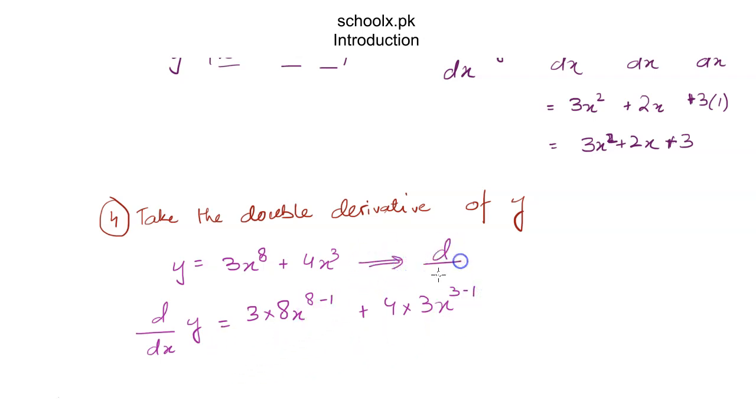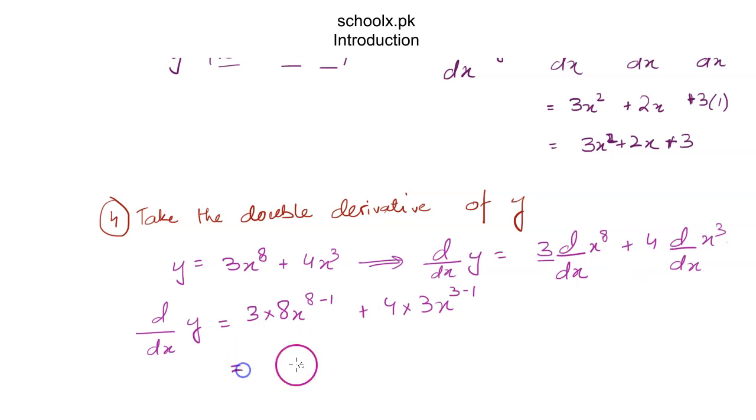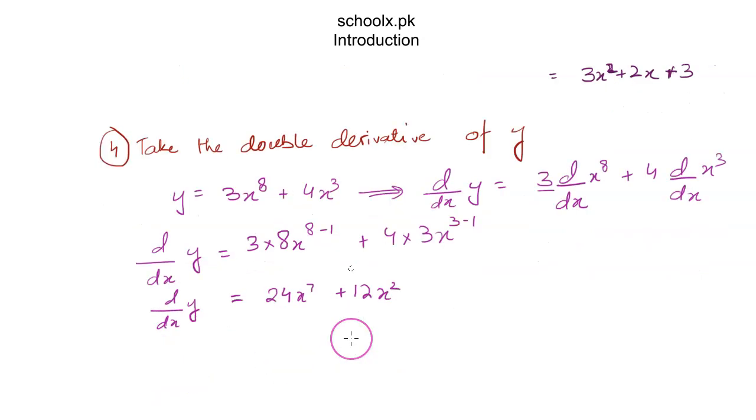So basically what happened here is this. When I apply d by dx on y, I want to tell you something here: we apply the derivative on x, on the function, not on this number, on the function itself. So plus 4 d by dx into x cube, right? Then we get this answer. This will give us 24 x raised to the power 7 plus 12 x square. This is our single derivative, d by dx of y.